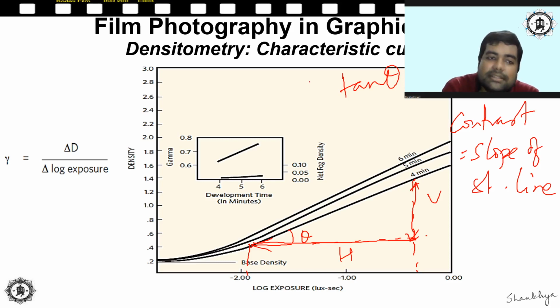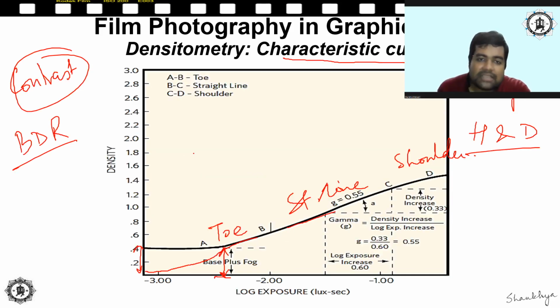Now this is also sometimes referred to as the gamma of the curve, right? Gamma of the film. Gamma means the contrast of the film, which can be obtained by calculating the slope of the straight line section of the curve, right? Now you see how gamma controls the contrast of the film. Now let me just erase all these things.